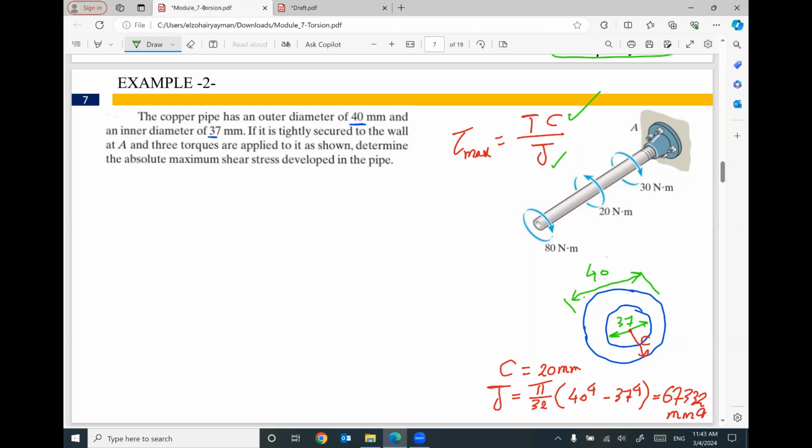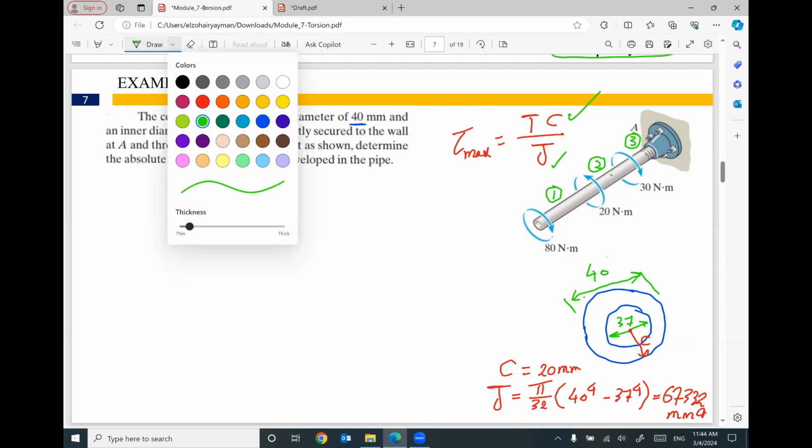So this shaft is supported at A and is under the effect of this applied torque. We need to determine the absolute maximum shear stress developed in the pipe. In which part? This part, I don't know. This part, I don't know. This part, I don't know. So I divided the shaft, or the pipe, into 3 different parts because we have different torques applied to this pipe. So let's talk about each part.